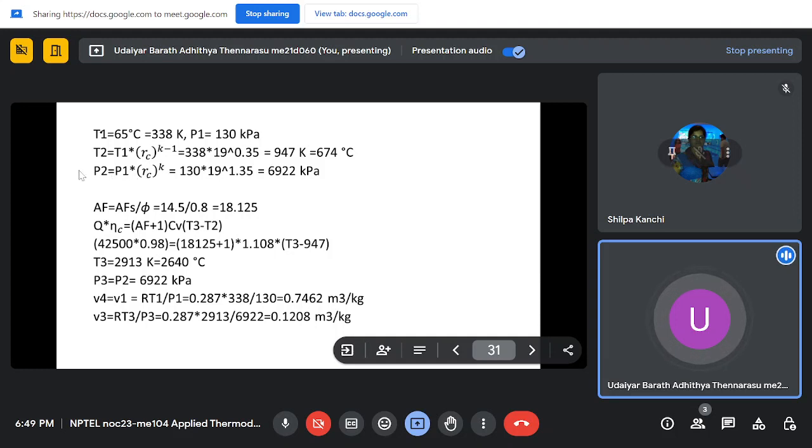And P2 similarly we can find out from PV raised to power K. So similarly, P2 equals P1 into V1 by V2 raised to power K. On substituting all the values, we will get pressure at state point 2 as 6922 kilopascal.